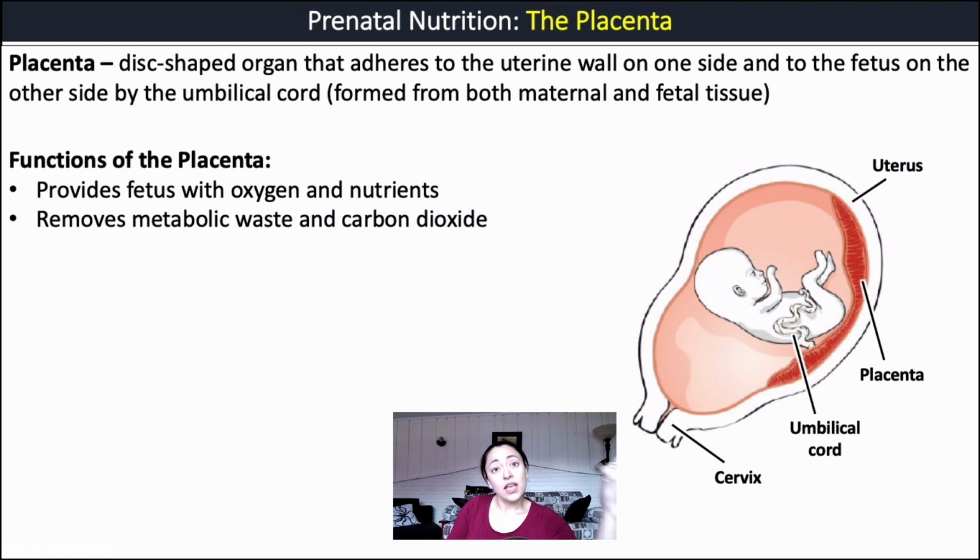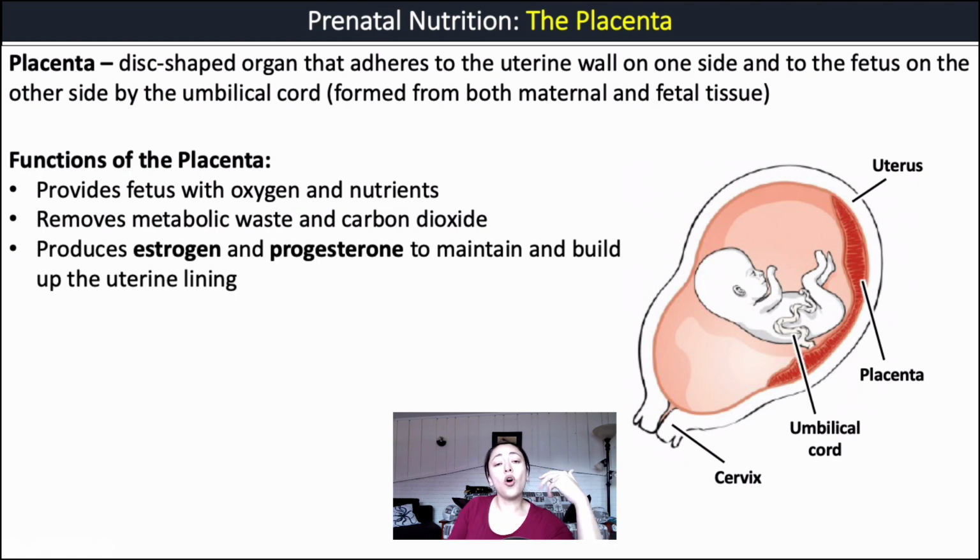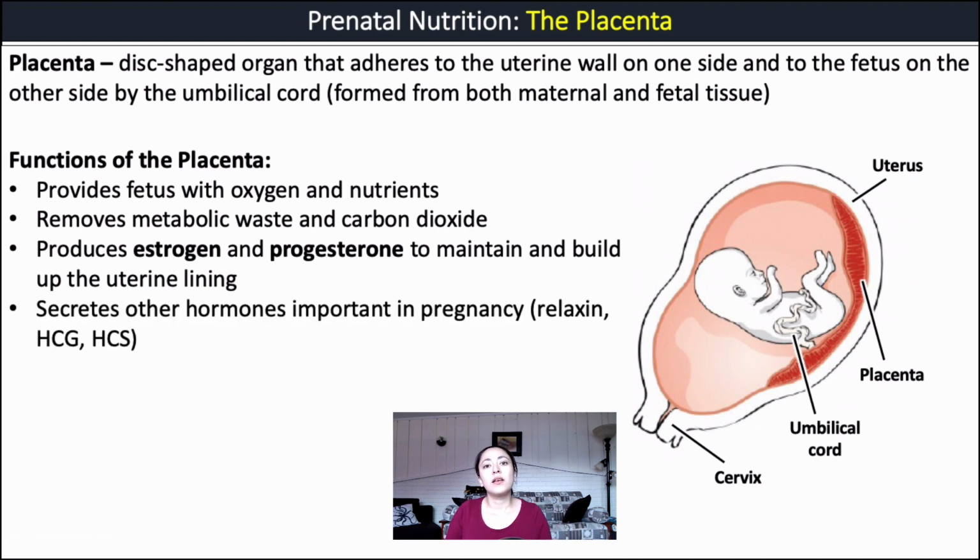Second, it removes metabolic waste and carbon dioxide. It also produces estrogen and progesterone, which is important in maintaining and building up the uterine lining throughout pregnancy. The placenta also secretes other hormones that are important in pregnancy, such as relaxin, which relaxes the ligaments in the pelvis and also softens and dilates the cervix prior to labor.